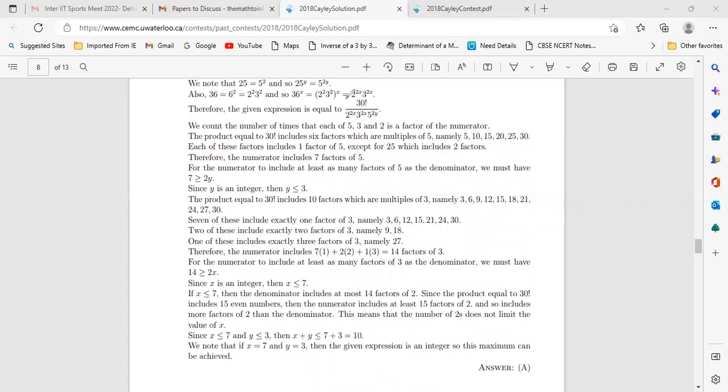They're not doing for 2. They did it for 5. Okay, you have 7 greater than or equal to 2y. They did it for 3. You have 14.